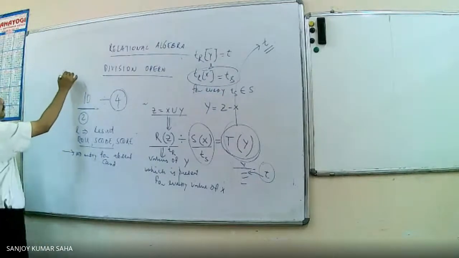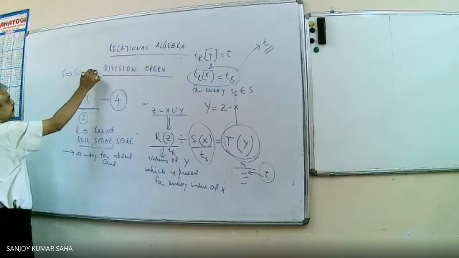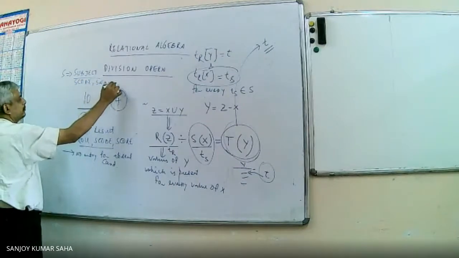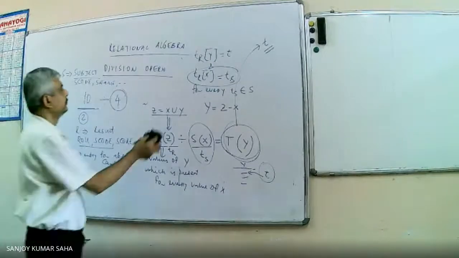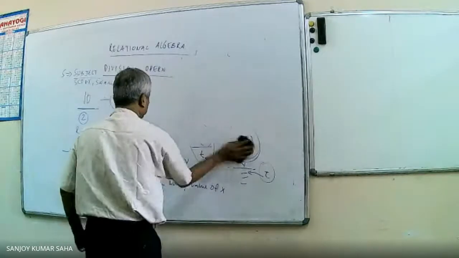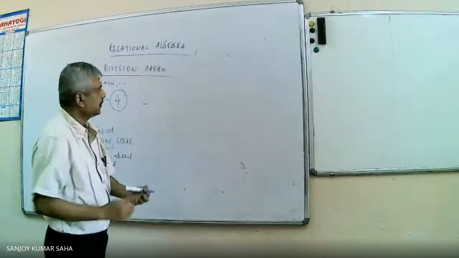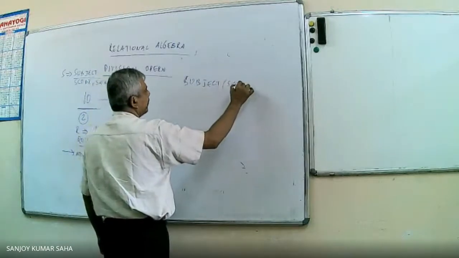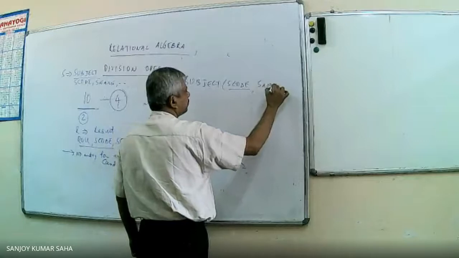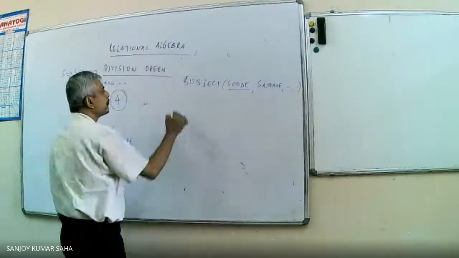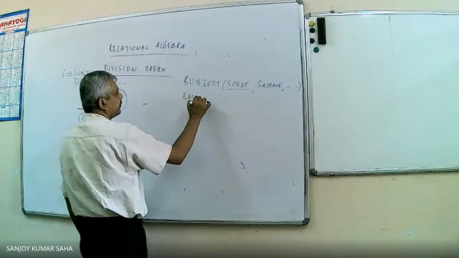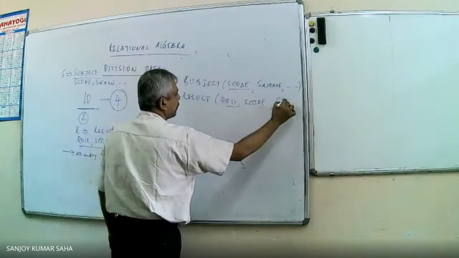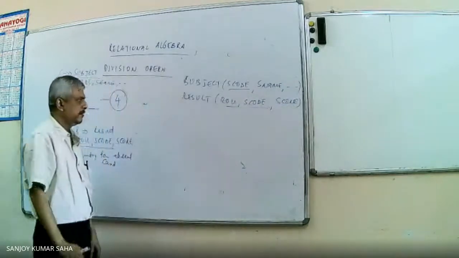Now, say we have the subject list. Say S stands for the subject, with subject code, subject name, etc. So basically we have considered a list of the subjects: subject code, subject name, etc. And the result of the students: roll, subject code, this is the primary key, and score. Those who are absent, we don't have any entry.